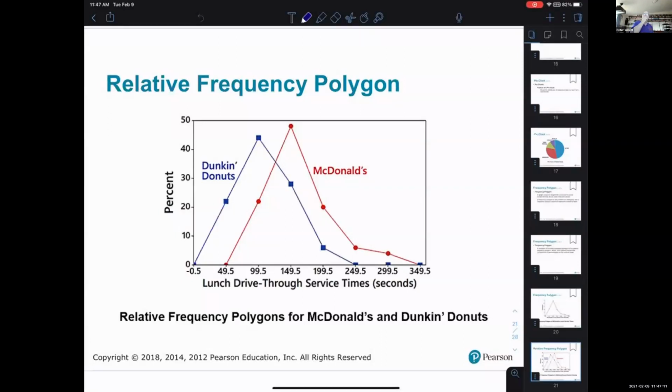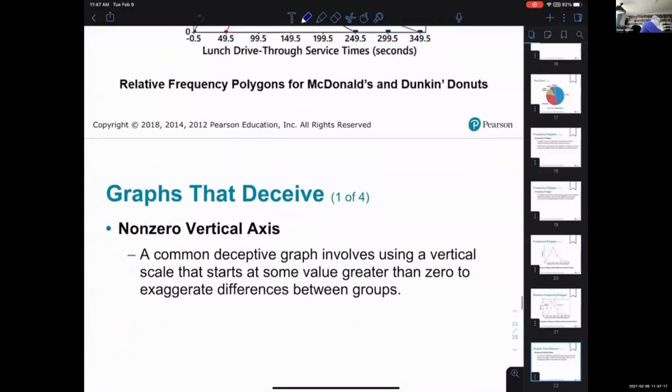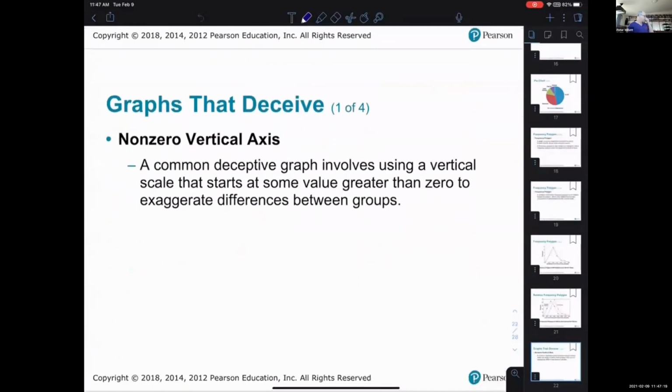All right, I do want to get to at least a look at when they're talking about deceptive graphs. So let's continue here. And here we are. Graphs that deceive, and there are 4 slides that we want to look at to illustrate this.